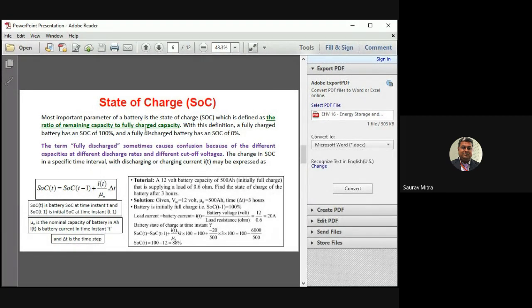What is state of charge? The most important parameter of a battery is the state of charge, which is defined as the ratio of remaining capacity to the full charge capacity.